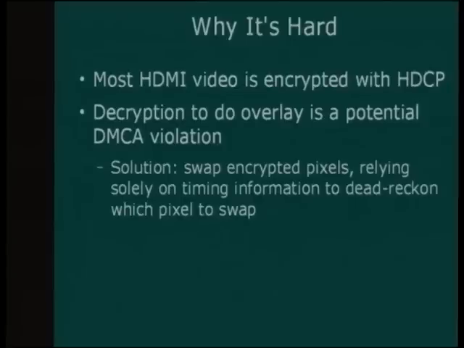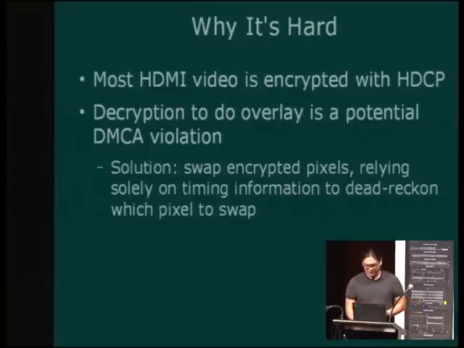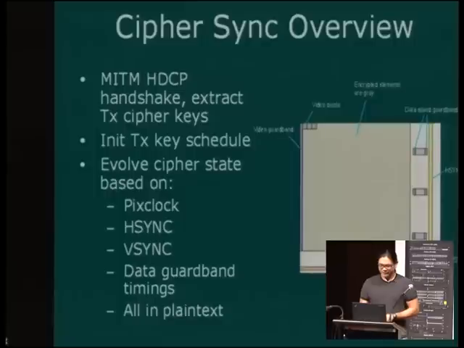Seems pretty simple, but it's actually not that easy because most HDMI video is encrypted with HDCP. If you were to do this by decrypting video, pixel by pixel, and then replacing them, you actually run into a legal problem in the United States. I don't know if Australia is an issue, but in the US, you can get potentially sued for just overlaying video on top of video. So the solution we came up with was to swap encrypted pixels, which relies upon dead reckoning the timing from the timing information relayed inside the video stream. This is basically the overview of how it's done.